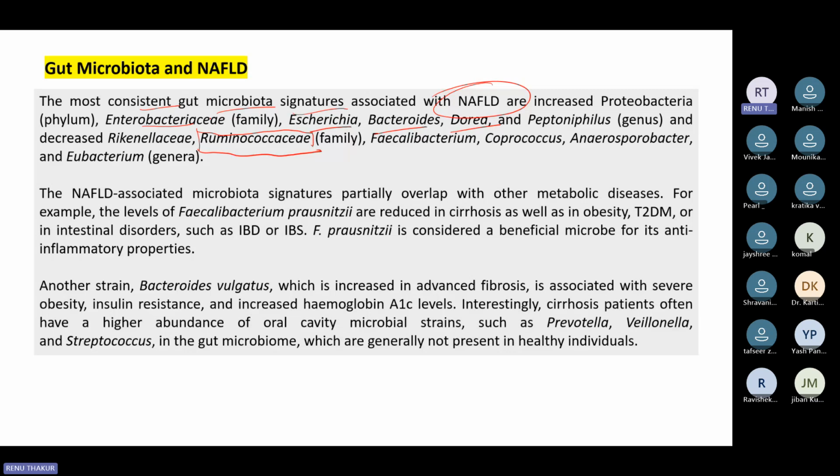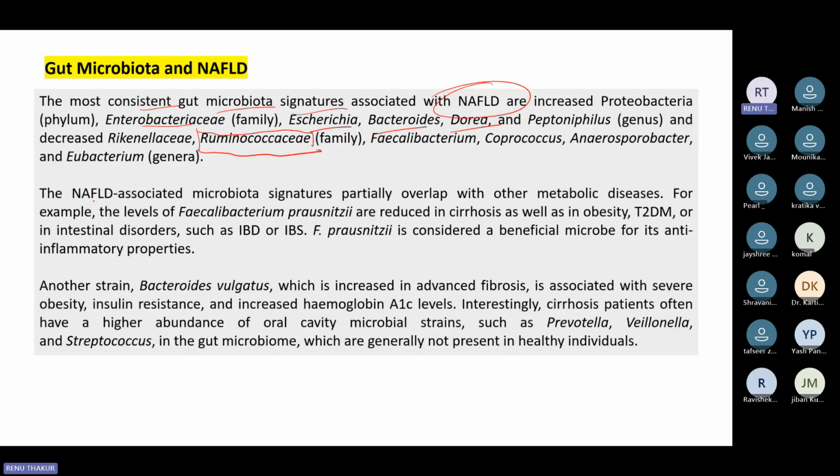So you can write it down, all these names of the phylum, family, because all these species, you can say not only just species but different genus increase in the condition of NAFLD. This has been proven through different research, through the reports of different patients suffering from NAFLD. So these bacteria will be increased in the patient having the liver disease, non-alcoholic fatty liver disease.